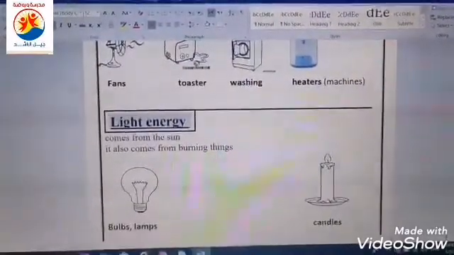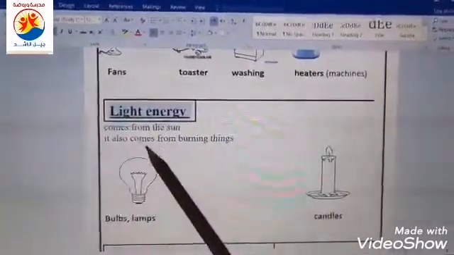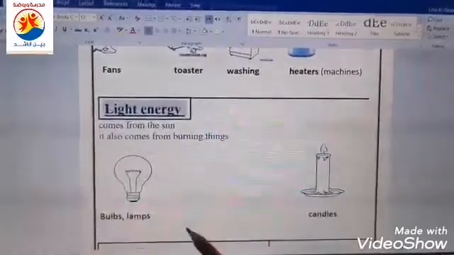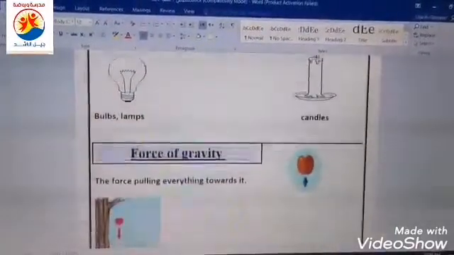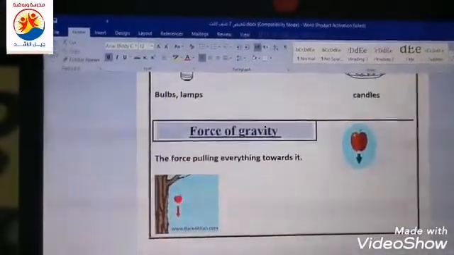And light energy comes from the sun. It also comes from burning things like bulbs, lamps, candles. Now we want to talk about the force of gravity.